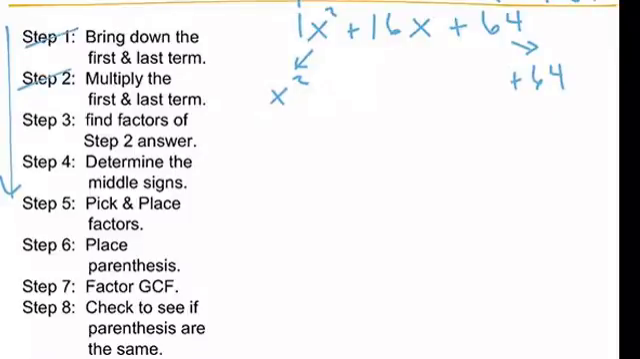Now step 3 is... So we've got our factors 1 and 64. We need to go ahead and keep looking for those. So that's going to be 2 and 32. 3 won't work. 4 won't work. Actually, 4 will work, 16. 5 won't work. 6 won't work. 7 won't work. 8 will work.